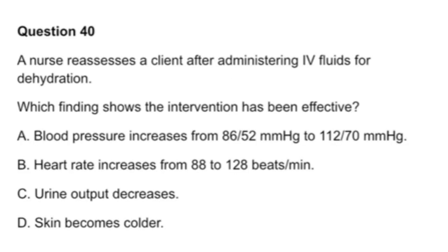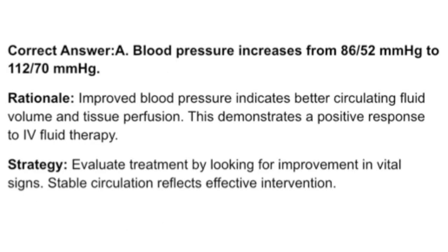Question 40. A nurse reassesses a client after administering IV fluids for dehydration. Which finding shows the intervention has been effective? A. Blood pressure increases from 86/52 mmHg to 112/70 mmHg. B. Heart rate increases from 88 to 128 beats/min. C. Urine output decreases. D. Skin becomes colder. Correct answer. A. Blood pressure increases from 86/52 mmHg to 112/70 mmHg.